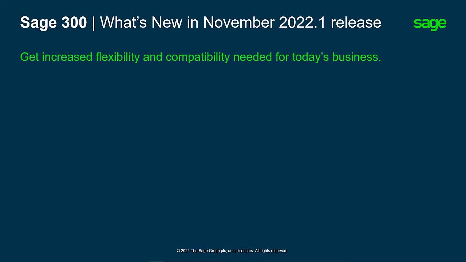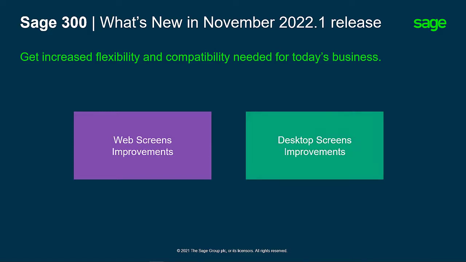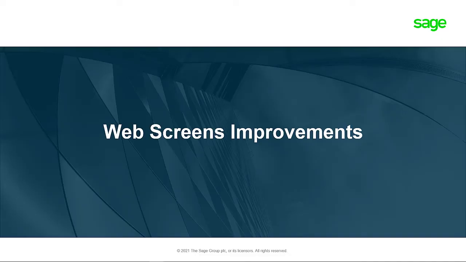Sage 300 2022 Product Update 1 offers users exciting features that guarantee increased flexibility and capability needed for today's business. This latest version presents additional functionalities and superior user experience through web screens improvements and desktop screens improvements. First, let's have a look at web screens improvements.